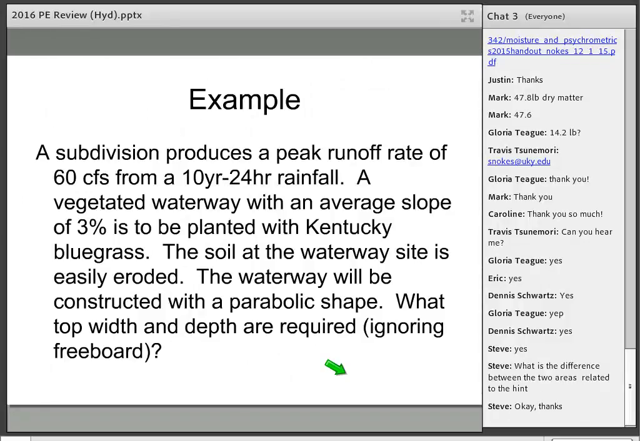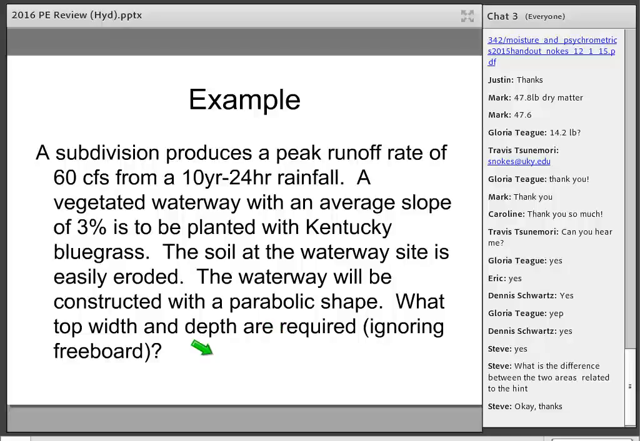You've got a subdivision that's got a peak runoff rate of 60 CFS from a 10-year 24-hour rainfall. You've got a vegetated waterway that's going to be the outlet of this thing. Average slope of 3% is going to have Kentucky bluegrass in it. The soil at the waterway site's easily eroded, so you have to take that into account. It's going to be constructed with a parabolic shape. What top width and depth are required?